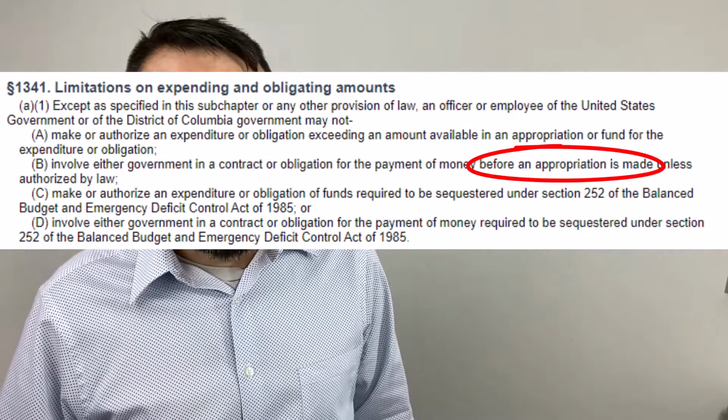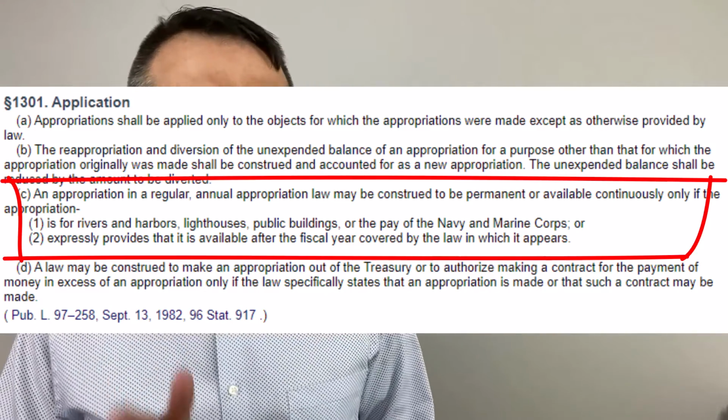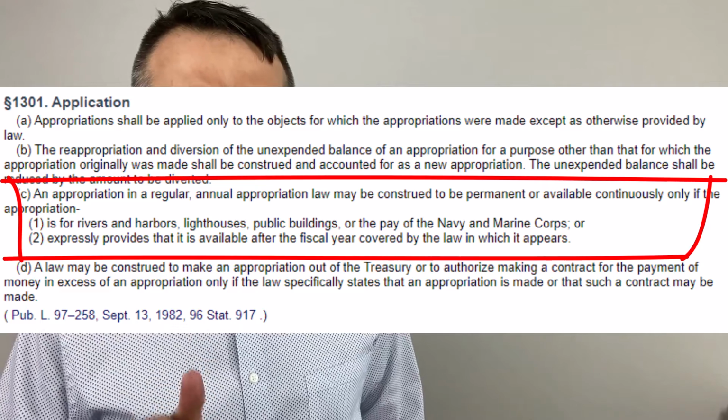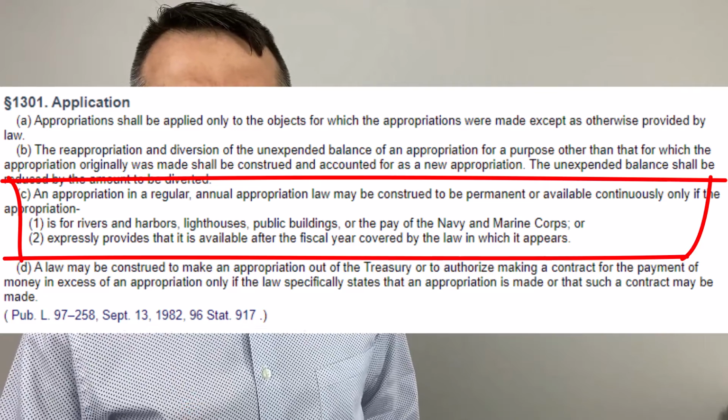The time clause, well, that one's a little funny because there's a couple of different places in U.S. Code that talk about appropriations in a time sense. Title 31, Section 1341 makes the point that money can't be obligated before an appropriation is made. Well, that makes sense. And then Section 1301 makes this funny comment about an appropriation being permanent or continuously available only if the appropriation expressly provides that it is available after the fiscal year covered by the law in which it appears. That language has caused some confusion.